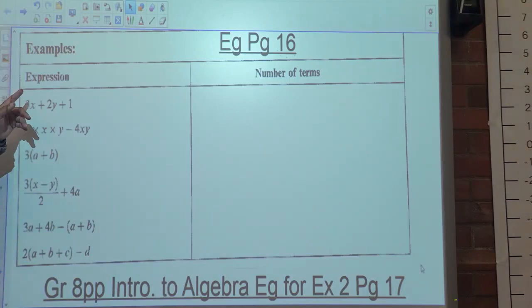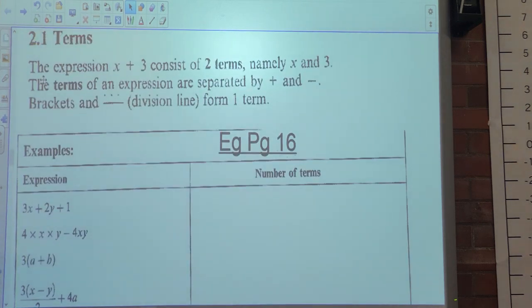So the question says, we are given the expression 3x plus 2y plus 1. How many terms are here? Sorry? You say 5. Why 5? What separates terms? Let's read here again. The expression x plus 3 consists of two terms, x and 3. The terms of an expression are separated by addition and subtraction signs. Plus and minus signs, in other words. Brackets and division lines form one term. Okay, you got it now?